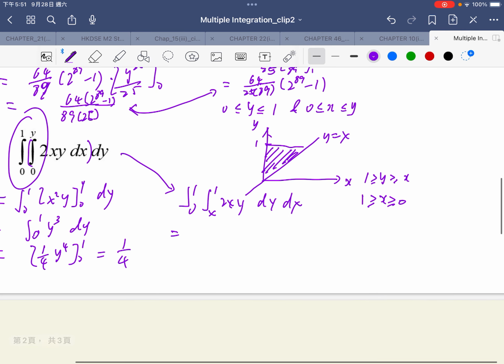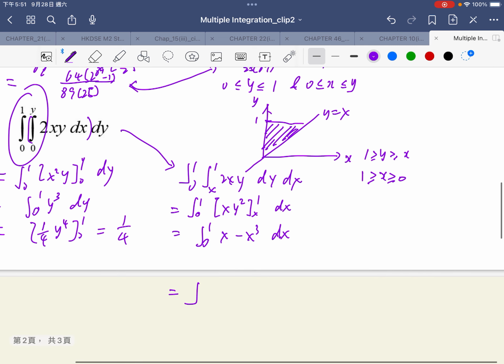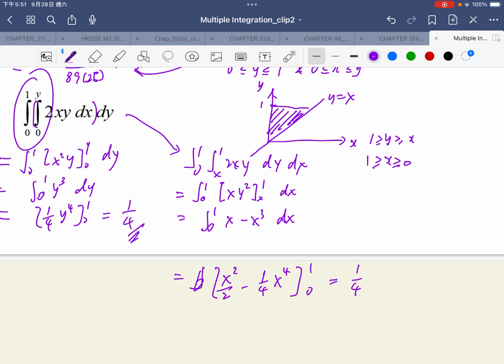Then integrate this one, y first, then x times y squared. Put in the value, then x minus x cubed. And this is x squared over 2 minus 1 over 4 x to the 4. Assign the values 0 and 1 into the function. Then we got the same answer as the previous one.